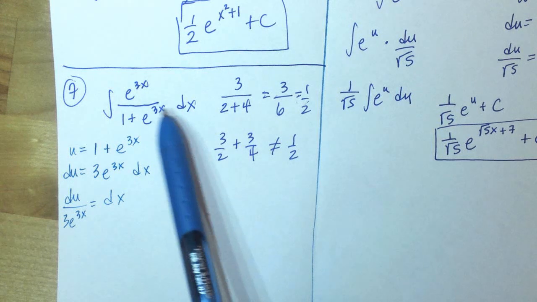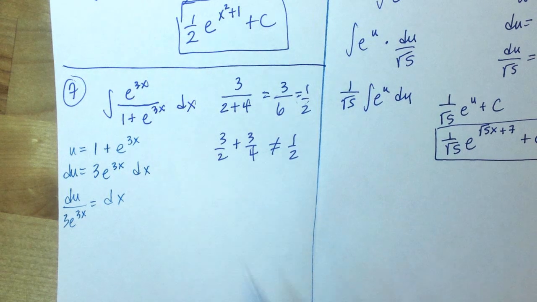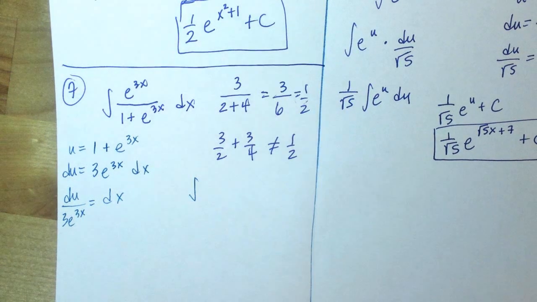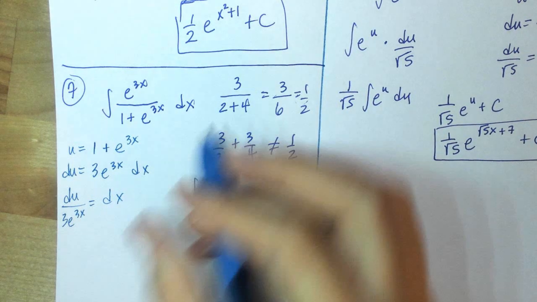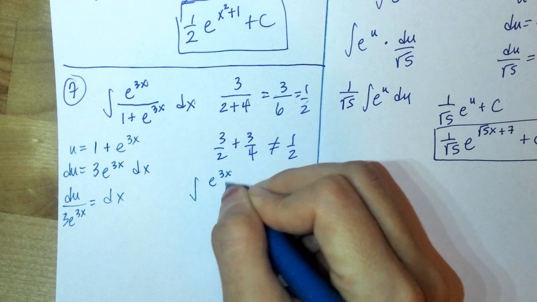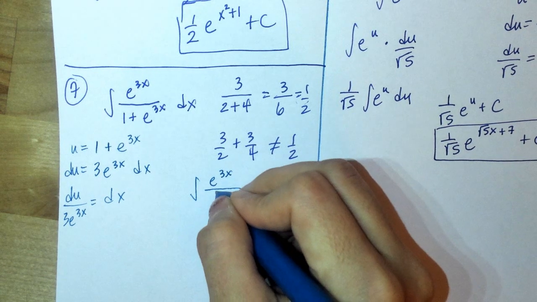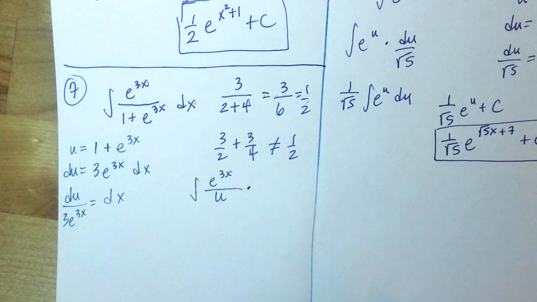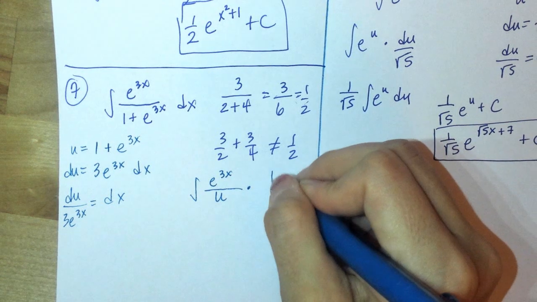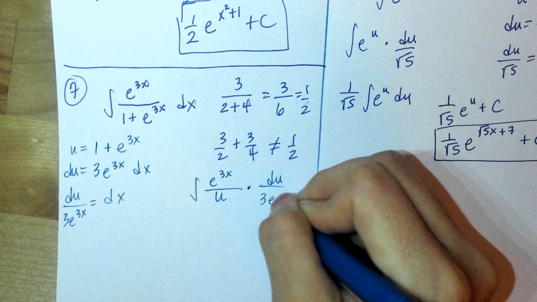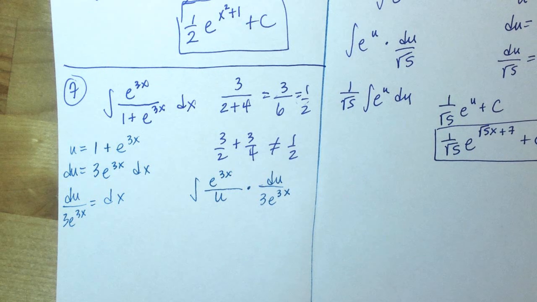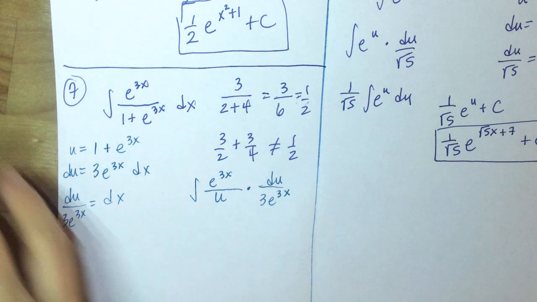And again, if you're not sure, make your u 3x and see if things cancel, right? So in this case, e to the 3x is chillin'. This was my u, right? The whole denominator. And then this would be du over 3e to the 3x, right? Do y'all see that? And then I can clearly see, oh, I picked the right u.